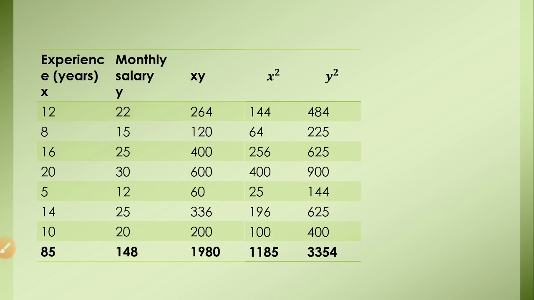Now let's make a column of x square. How will we find the x square? You can see x is 12, so x square is 144.